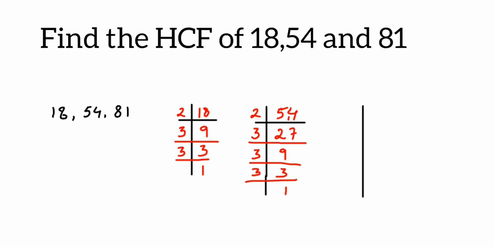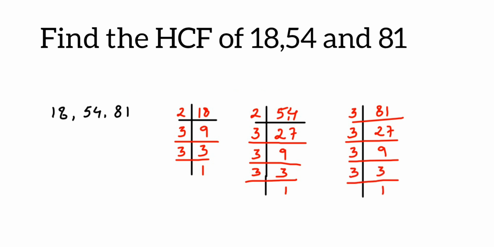And here we have 81. 81 goes in 3 table, doesn't go in 2 table. 3 27s are 81. And then 3 nines are 27. And 3 threes are 9. At last we have 3 ones are 3.